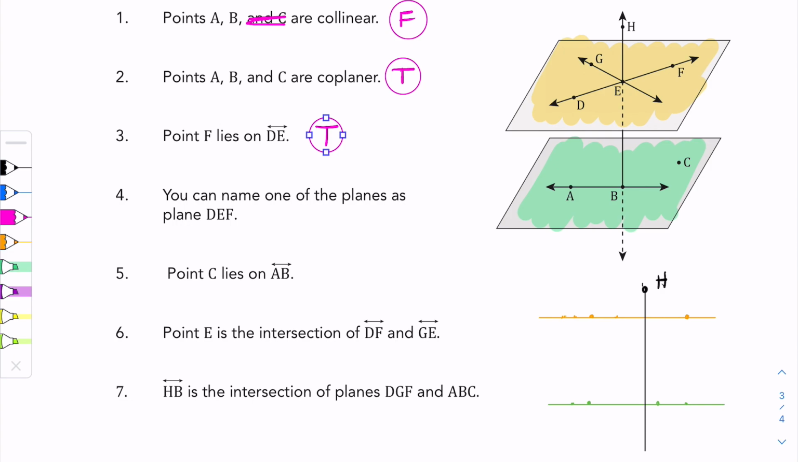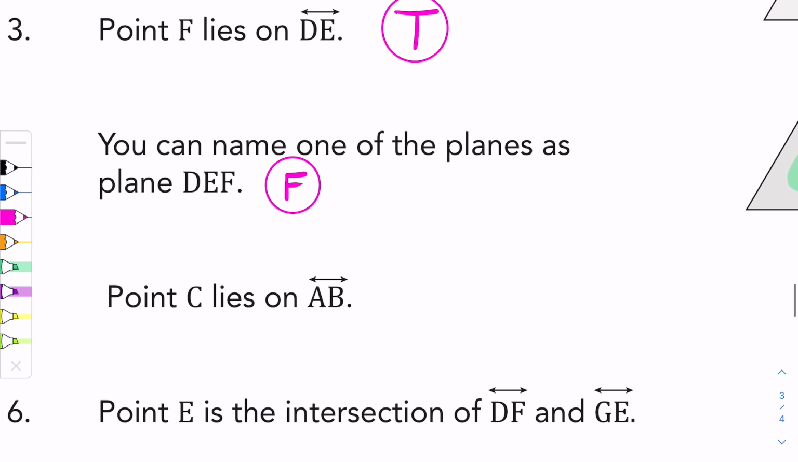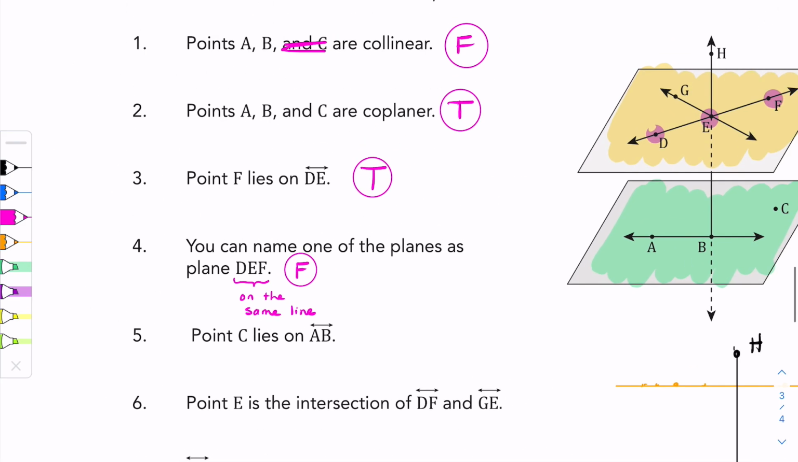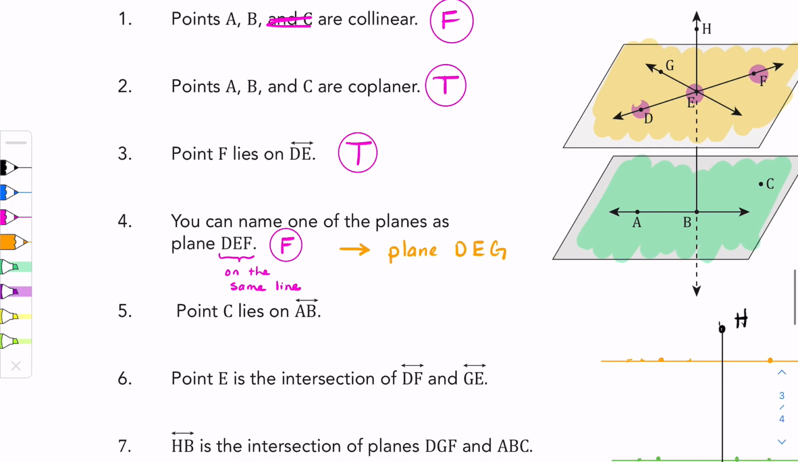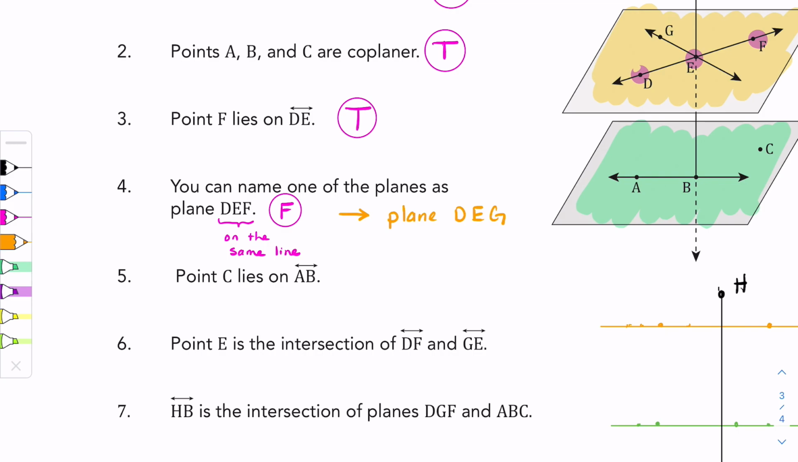Number 4, you can name one of the planes as DEF. Here's D, here's E, here's F. That is false. You cannot name a plane that because D, E, and F are on the same line. If we were to fix this, we could rename the plane. We could name it DEG or FEG or GED, however you label it, but with three non-collinear points.